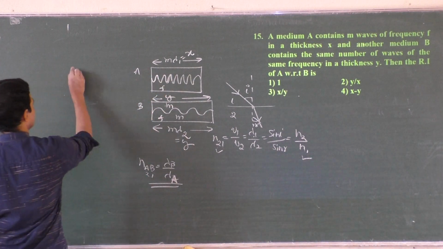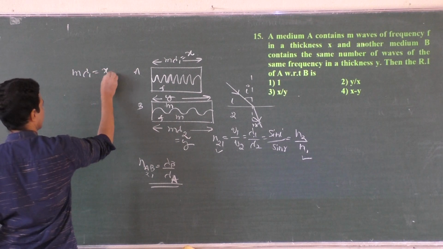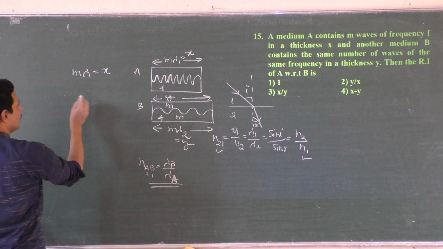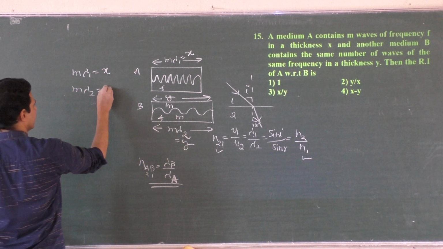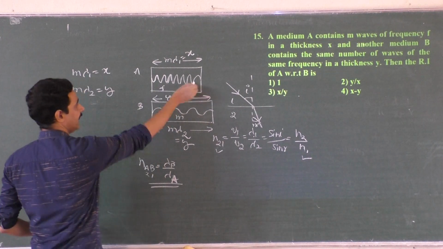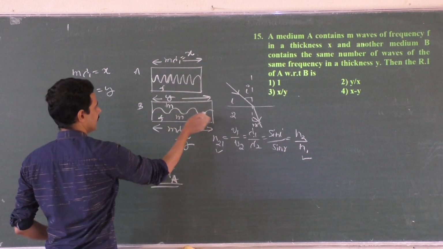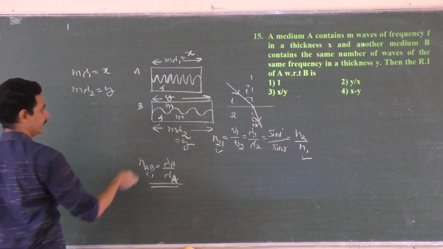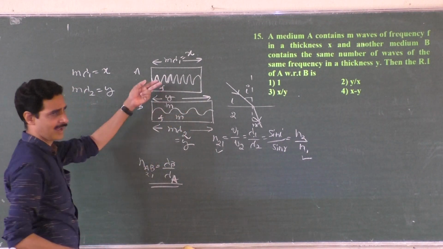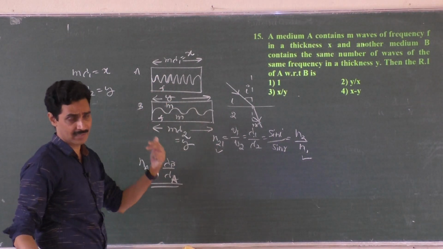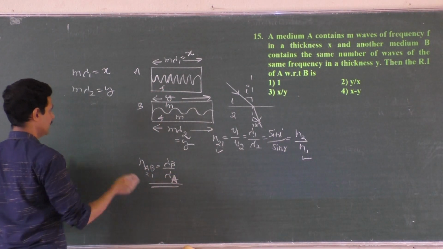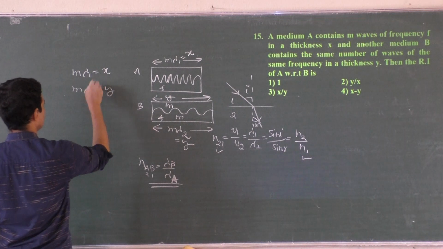So now I will write mλ1 is equal to x, mλ2 is equal to y, right? Here the same number, for example 10 waves, can be accommodated. They are smaller waves in x, here 10 waves, but larger waves in y. Which is larger and which is smaller, I have assumed it, but it is of no use here. So divide them, we want only this one.